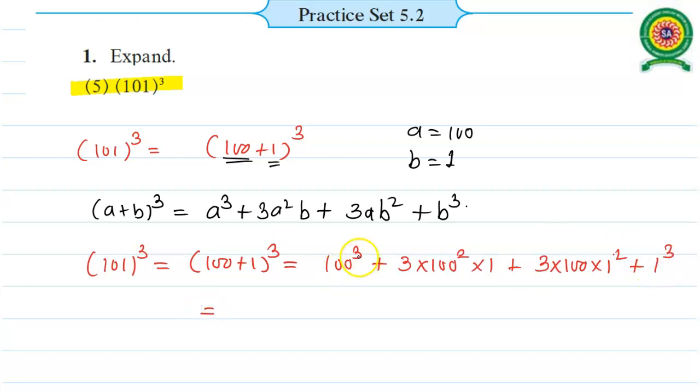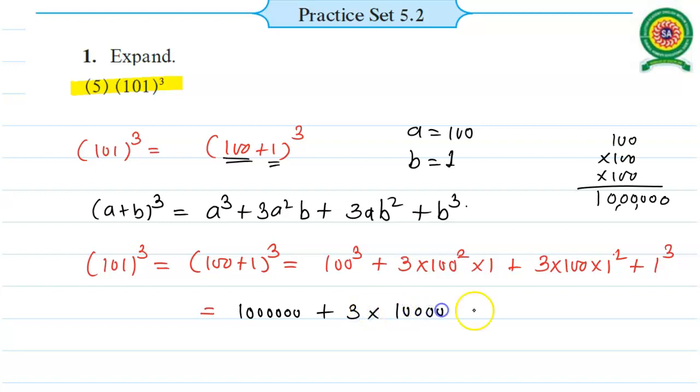Now 100 the whole cube, how to evaluate it? Let's try to do the multiplication of 100 three times, so that how many zeros on 1? 6 zeros on 1. That means we have 10 lakh is of the form. So I am writing 100 cube as 10 lakh plus 100 square, we are having 10,000. 100 into 100 into 1 becomes 10,000 plus 3 into 100 as 300. 300 into 1 square as 1. So 300 into 1 we are getting 300 and plus 1 cube as 1.